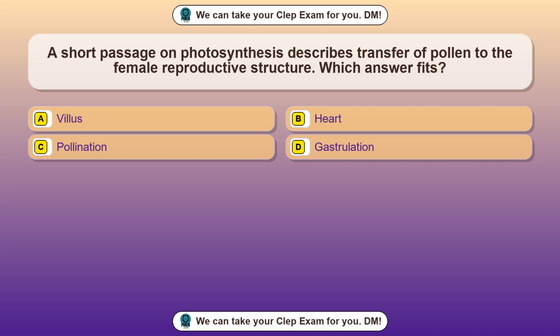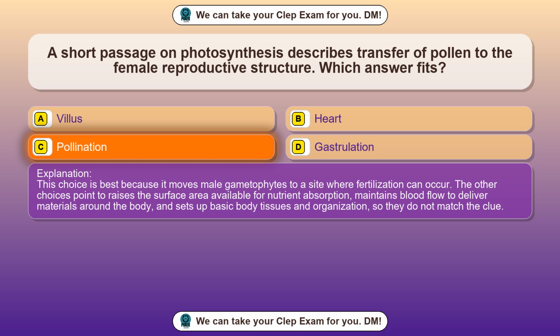Question 1. A short passage on photosynthesis describes transfer of pollen to the female reproductive structure. Which answer fits? Option A, villus. Option B, heart. Option C, pollination. Option D, gastrulation. The correct answer is option C, pollination. This choice is best because it moves male gametophytes to a site where fertilization can occur.